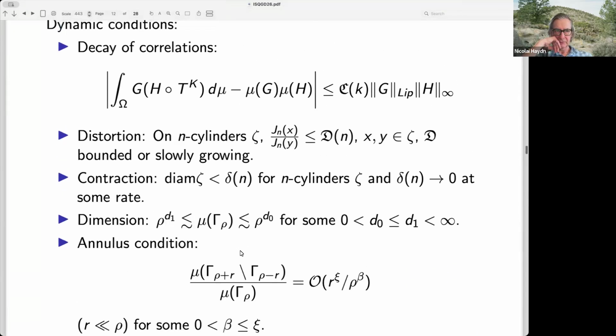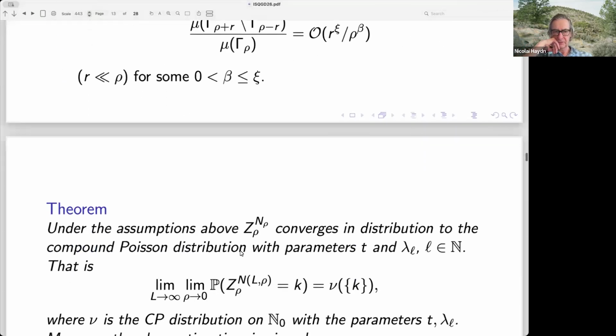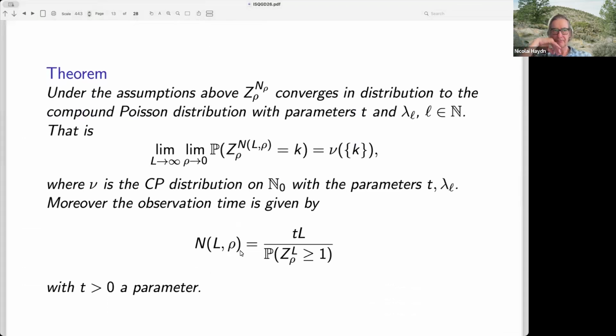So these are the dynamic conditions. You need the decay of correlations, distortion, contraction, dimension, and the always present annulus condition. Then we can make the following statement. Namely, if you scale in a good way, then the distribution will converge to a compound Poisson distribution, determined by the parameter t, which you just stick in, and the lambda L, which are the probabilities for the clusters. So nu is the compound Poisson distribution on the non-negative integers.